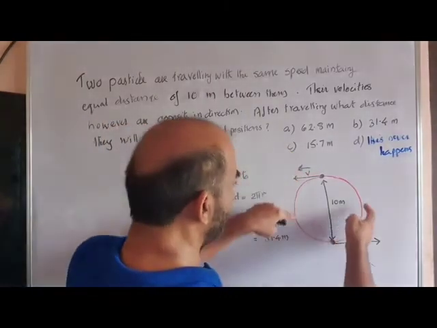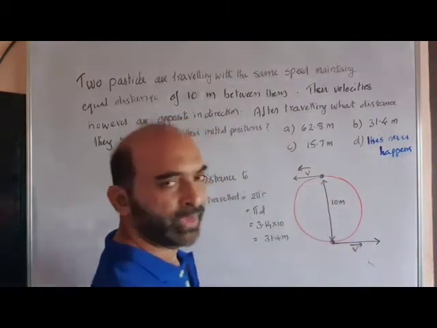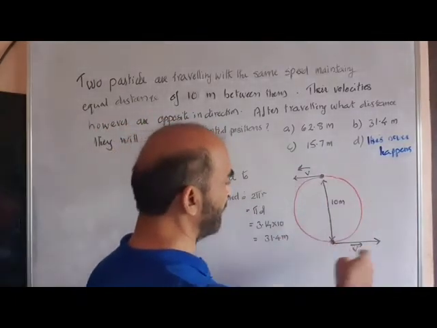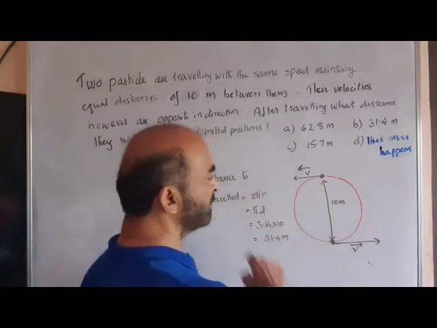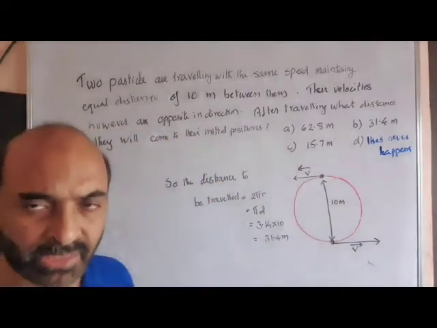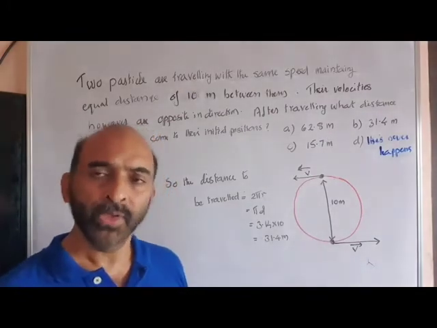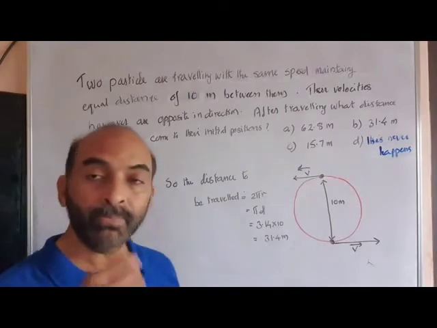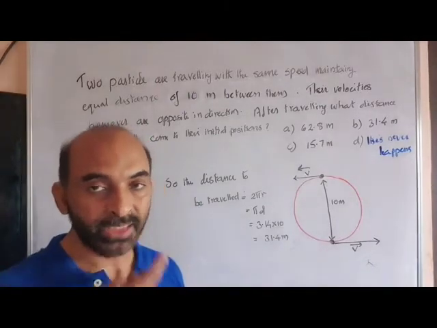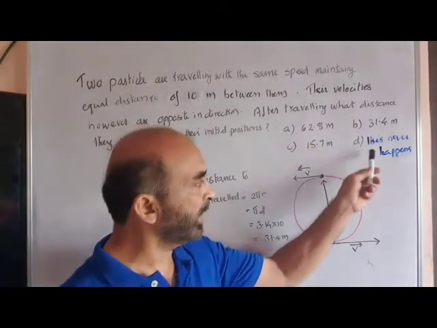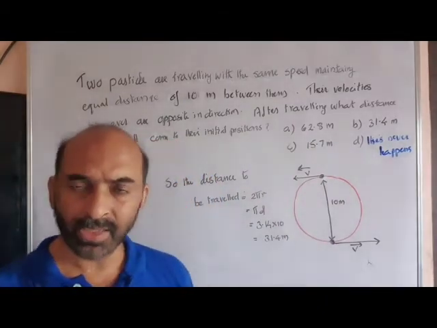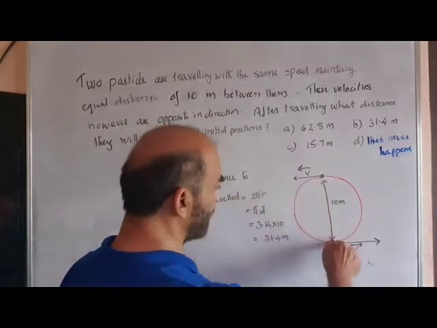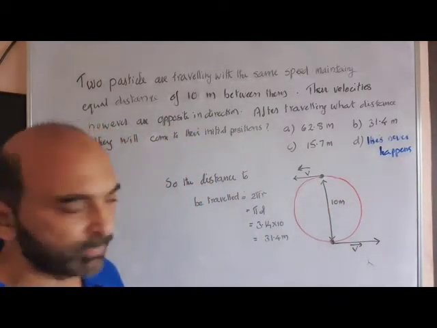If they move like this, the distance between them will always remain 10 meters. Whatever be the diameter, diametrical distance will be maintained. Not only that, the velocities, which are tangential, will always be in opposite directions. So, the question is, within what distance the particle will come to its initial position. But we know, if it completes one circle, it will come back to its initial position.